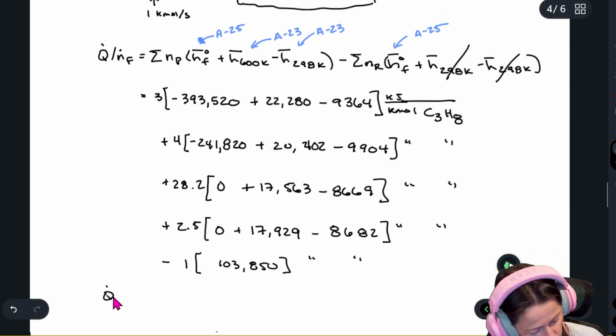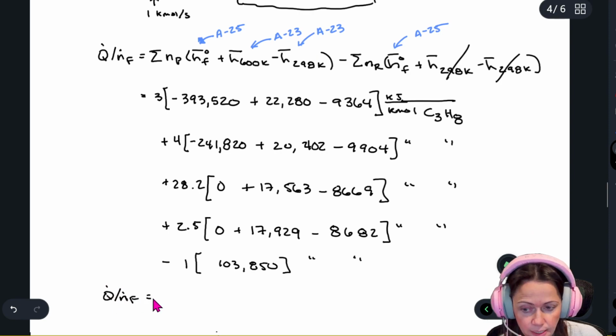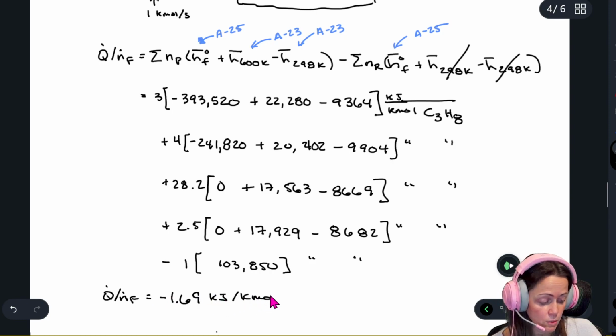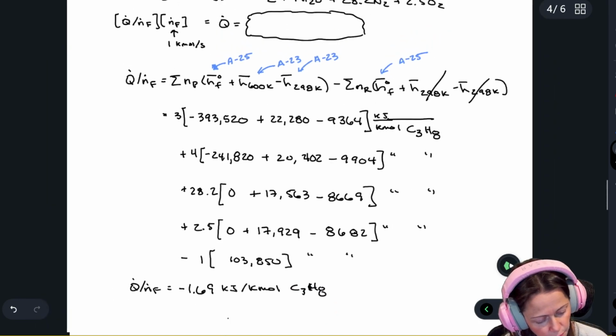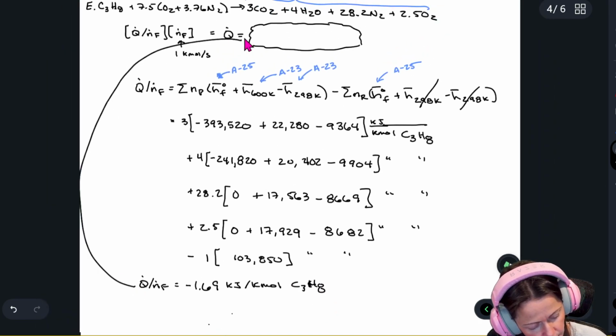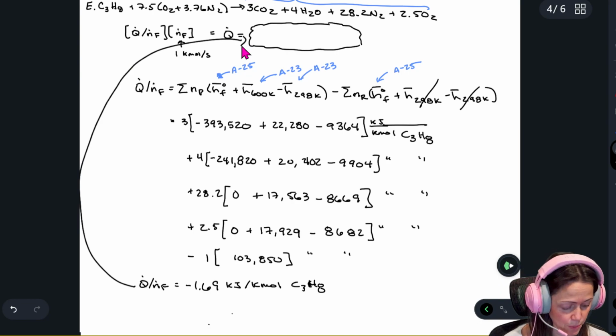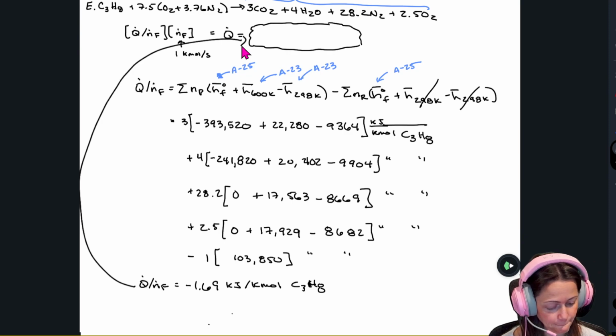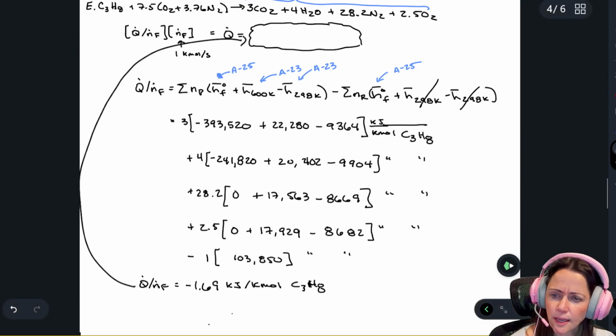I've got Q dot over N dot F equal to negative 1.69, and it's kilojoules per kilomole of your fuel, which is C3H8. If you plug that in here, the number is not going to change, but the units will. It'll be kilojoules per second. All right. Is that it?